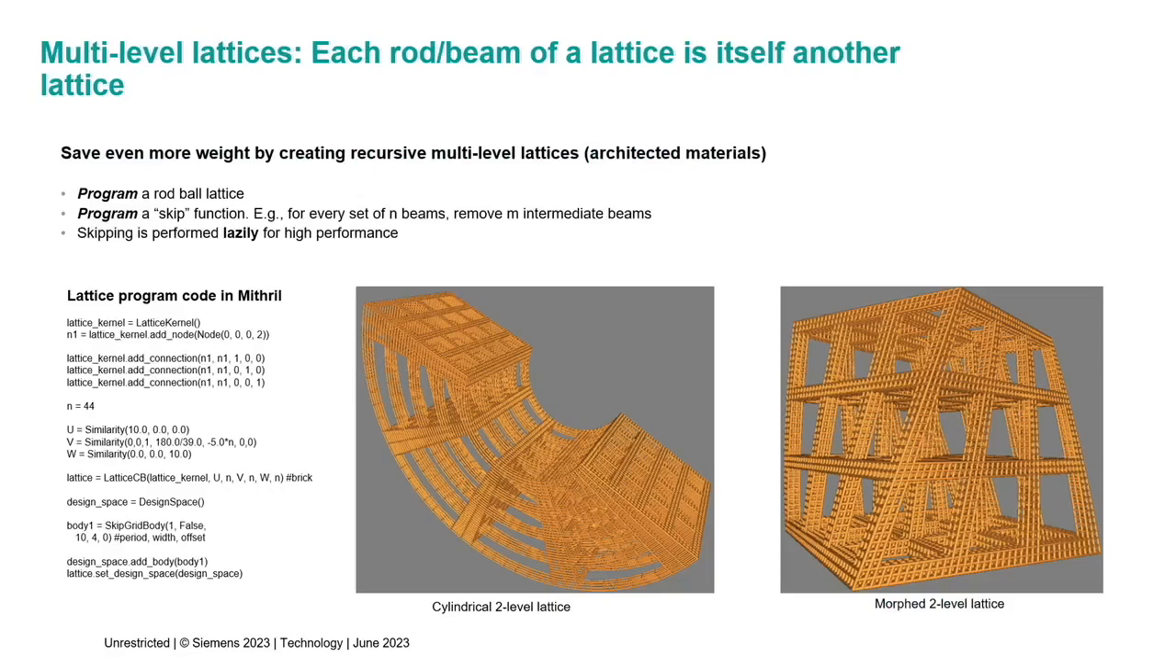We can do more things that are a little more interesting. So you saw at the beginning, we talked about the Eiffel Tower in the video. So doing lattices of lattices is really kind of cool, or lattices of lattices of lattices. Where the lattice beams are actually made up of more lattices.